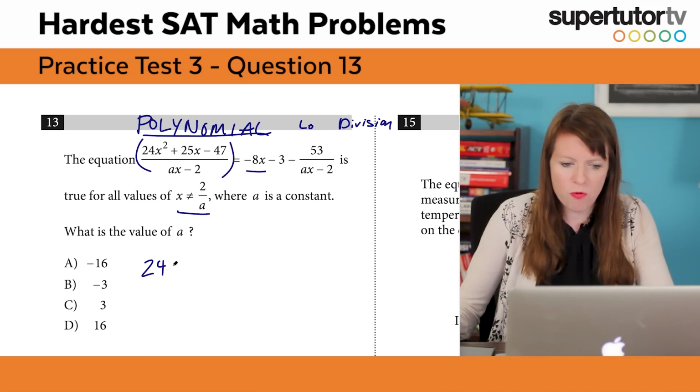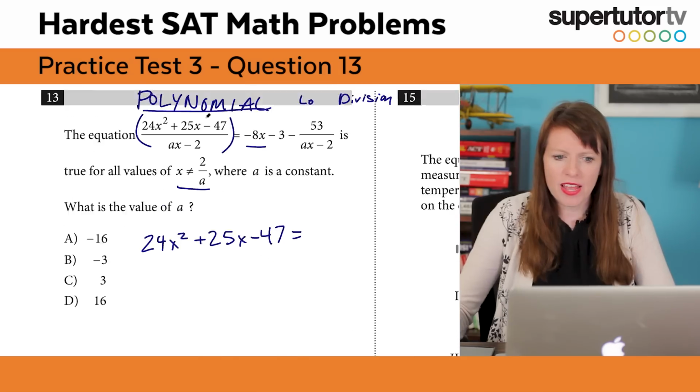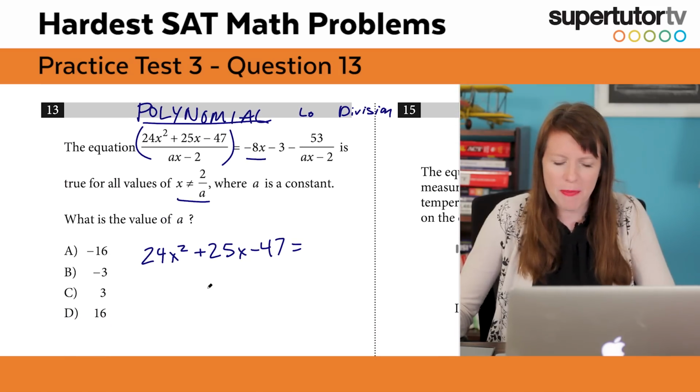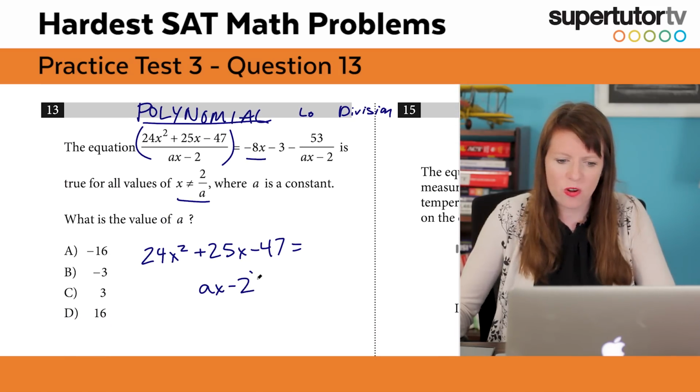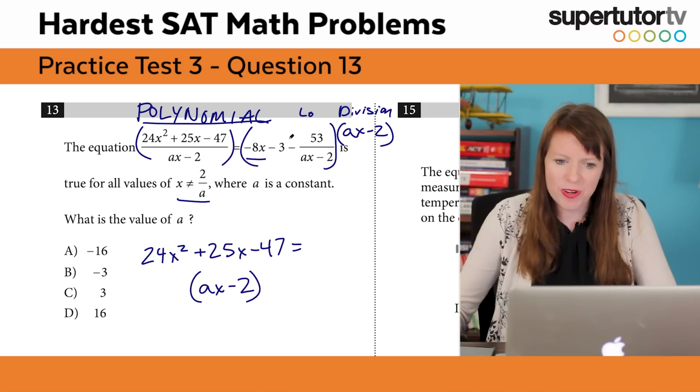So we're going to have 24x squared plus 25x minus 47 equals, and now like I said, I'm going to clear the fraction. I'm going to do that by multiplying this right-hand side of the equation by ax minus 2. When I multiply this whole thing times ax minus 2, it's going to distribute to that, and to this. When it distributes to this piece, I just get negative 53. So I'm going to write negative 53 right there.